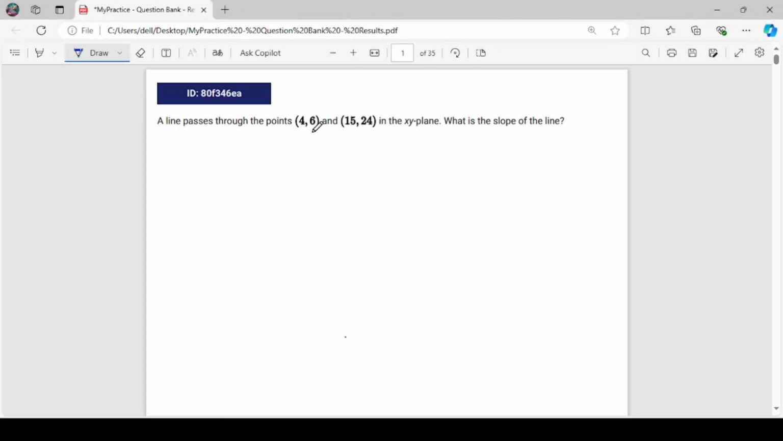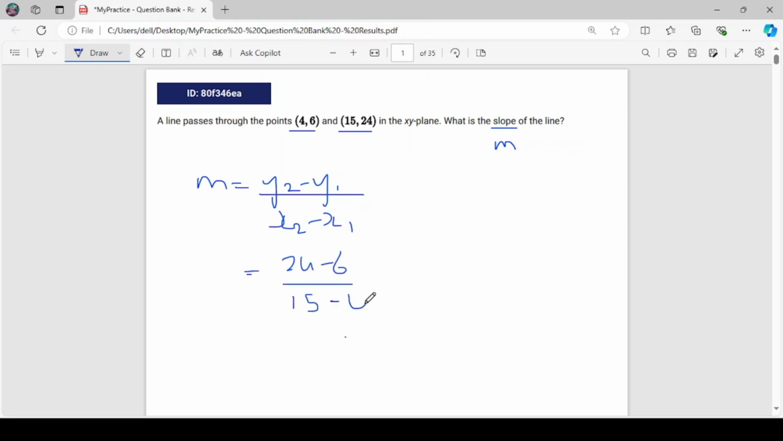A line passes through the points (4, 6) and (15, 24) in the xy plane. What is the slope of the line? Slope means gradient, that is m. The formula is m equals y2 minus y1 over x2 minus x1. So 24 minus 6 over 15 minus 4 gives us 18 over 11, and this is our answer.